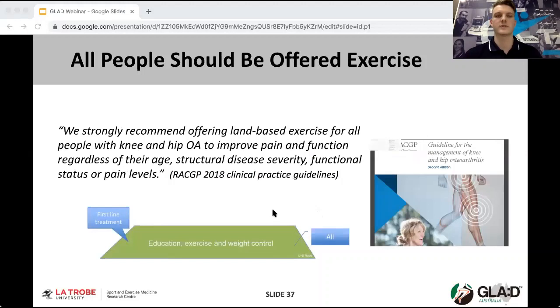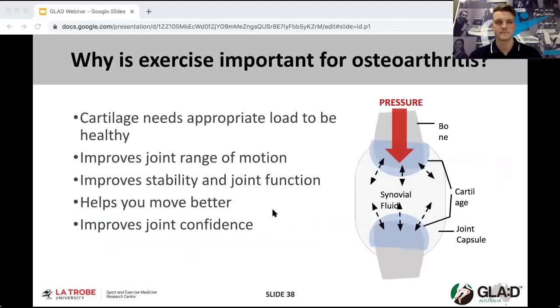Alrighty, so just reiterating this. The Australian Clinical Practice Guidelines, published by the Royal Australian College of General Practitioners, recommend that all Australians seeking care for OA be offered exercise, and GLAD provides a great option for this. All right, so why is it important?